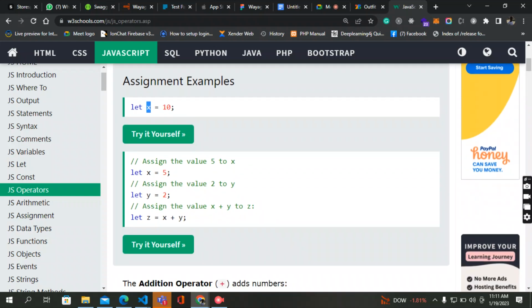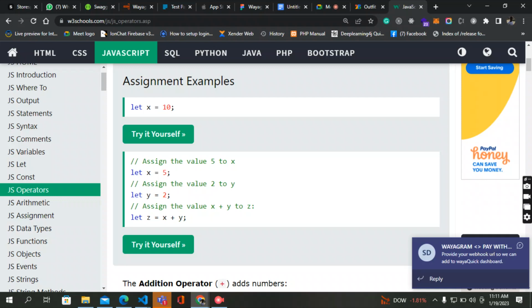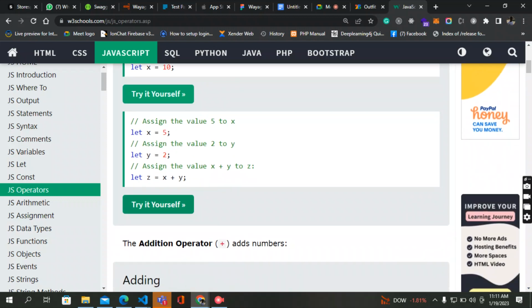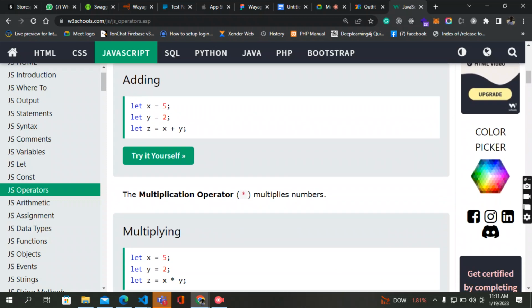So if I'm saying x equals 5, it means we are creating a variable x and we are storing 5 as a value inside this x. The same thing applies to this and this as well. But at this point, we are saying variable x plus variable y, where variable x is 5 and variable y is 2. That means our variable z will be 5 plus 2. As simple as that.